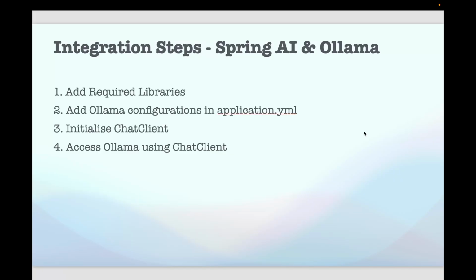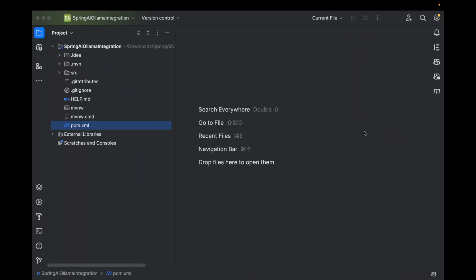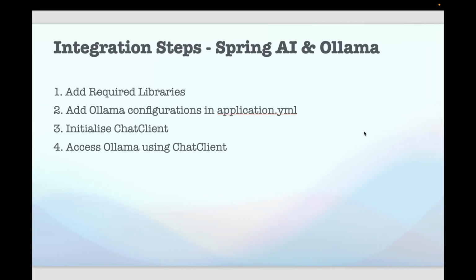We have completed the first step. We have created the Spring Boot project and added the required libraries. Now open this project in the IntelliJ IDE and follow the second step. And the second step is to add Ollama configuration in application.yml.